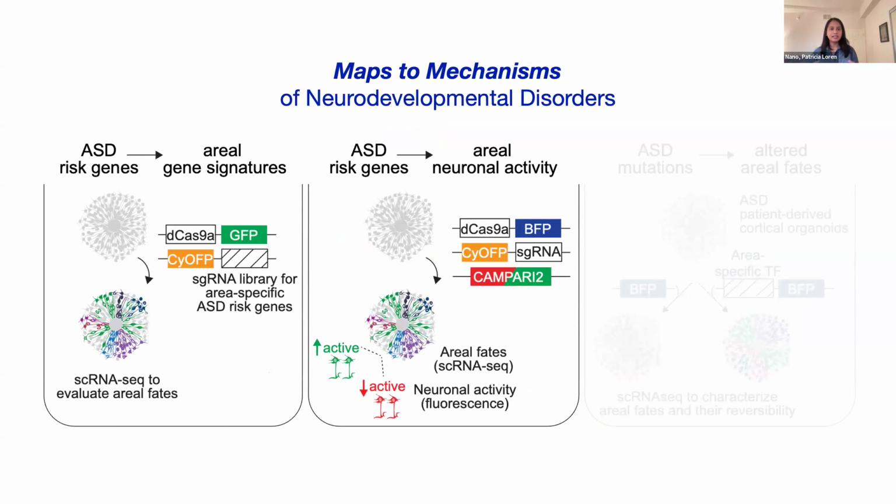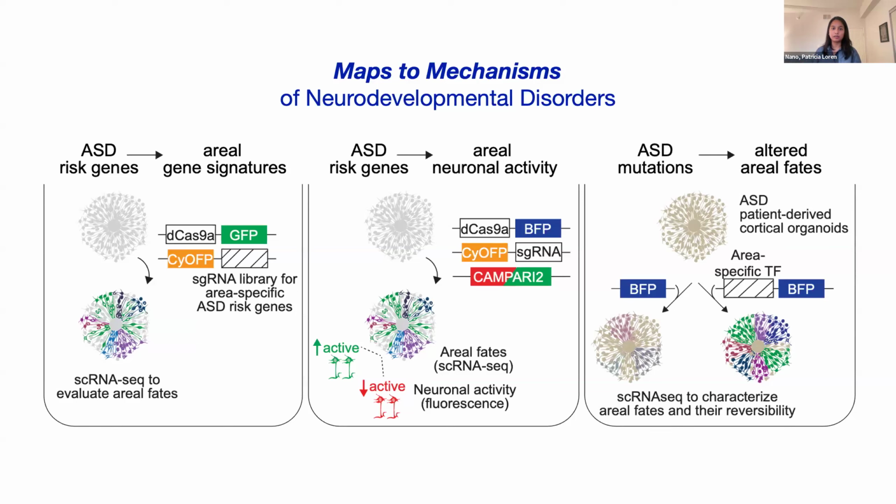And you can also imagine taking these approaches and looking at this question from the opposite view, deriving patient-derived cortical organoids and using my bioinformatic pipeline to ask not just what are the developmental trajectories in these patient organoids, but also can we modulate any of these area-specific transcription factors to course correct any disrupted development.